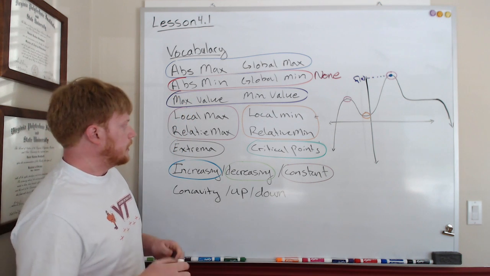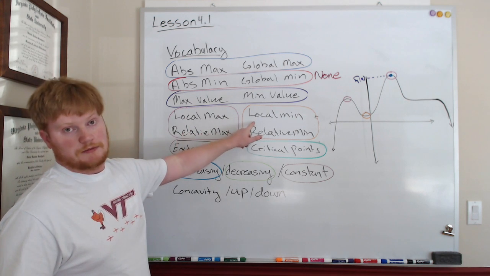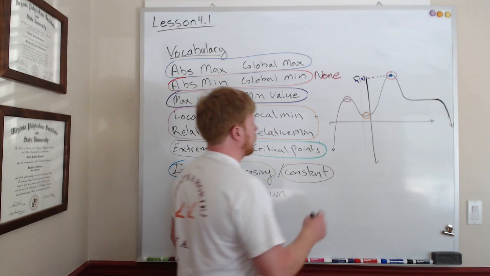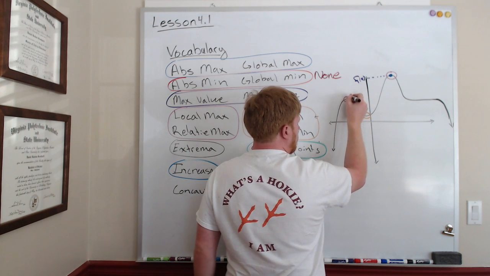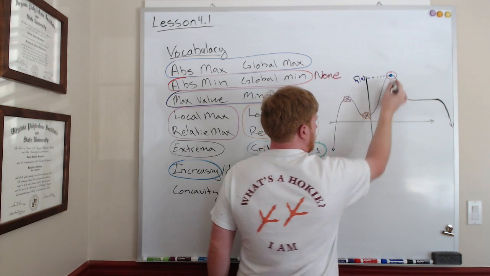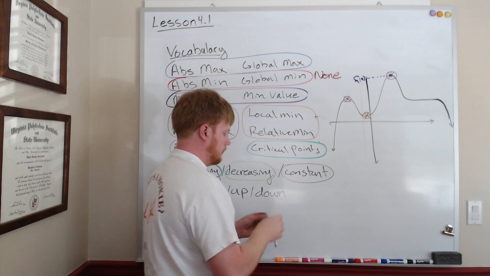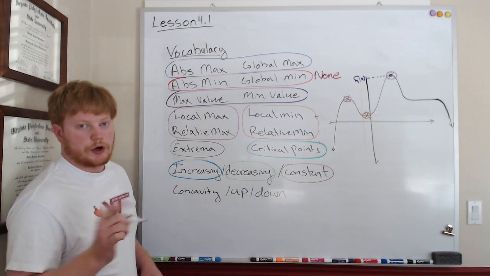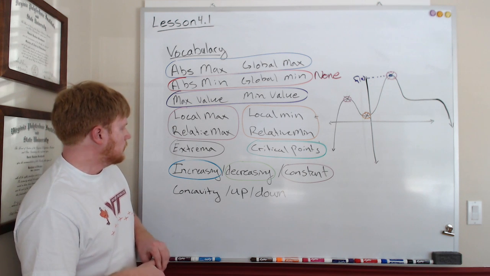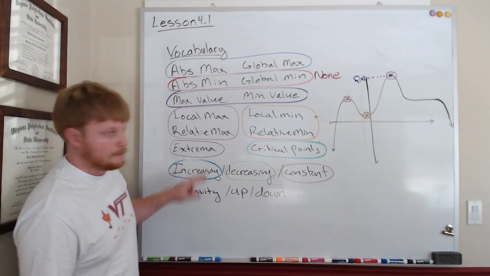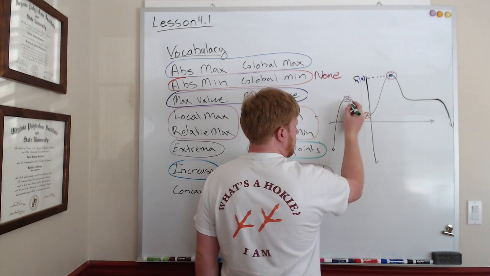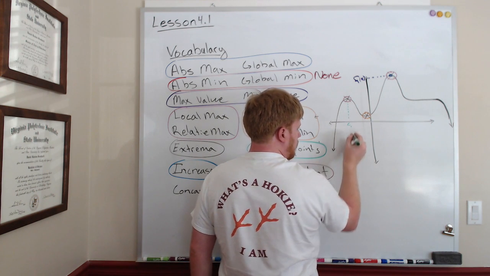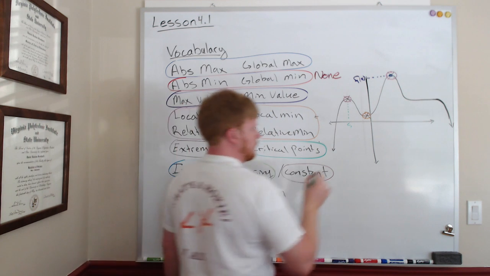Extrema. Extrema are any of these two. Any extreme value, maximum or minimum, relative or global. Critical points. Critical points include extrema and changes in concavity. Okay. However, the critical point refers to the x value.